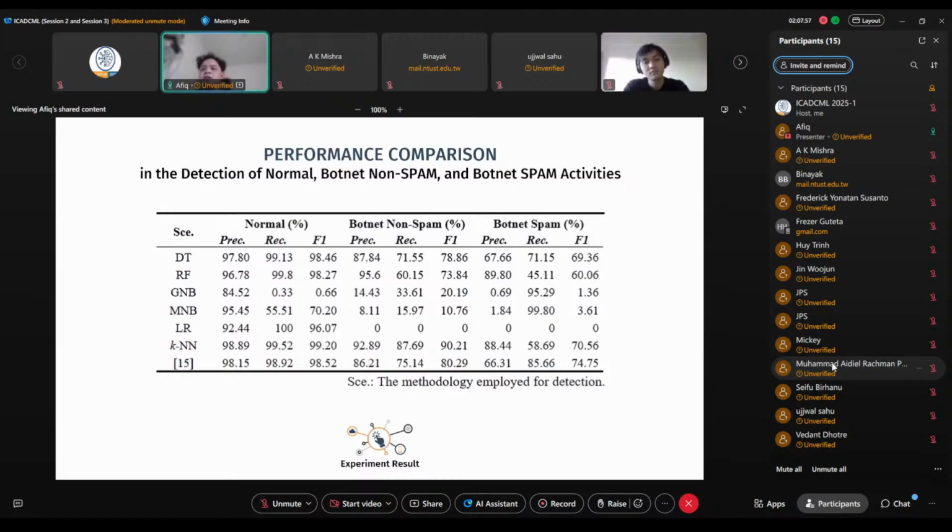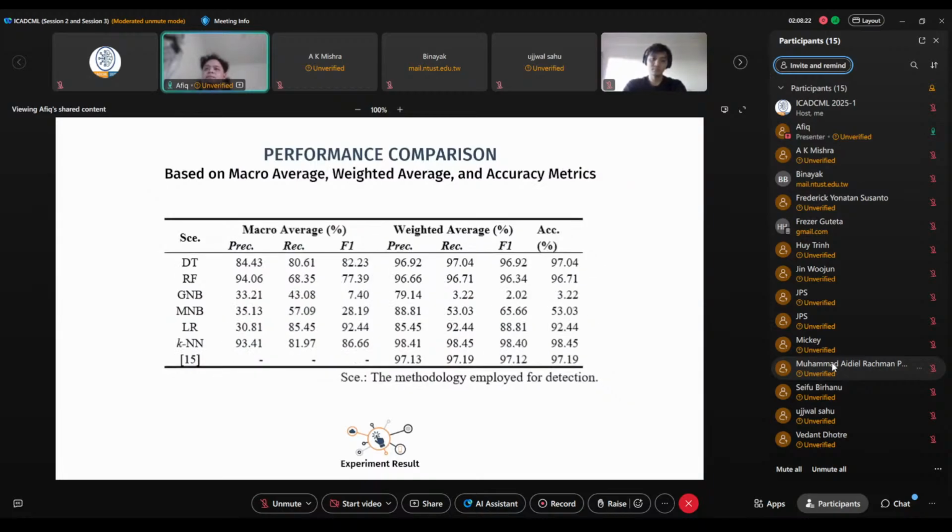For instance, decision tree and random forest show better performance in normal traffic detection, but struggle significantly with botnet spam, achieving F1 scores of 69.36% and 60.06% respectively. Logistic regression and both Naive Bayes models perform poorly in botnet detection due to their reliance on simplifying assumptions that fail with complex and nonlinear data.